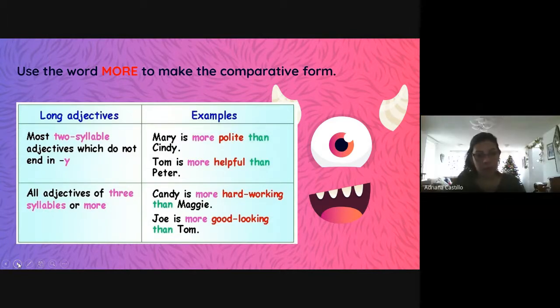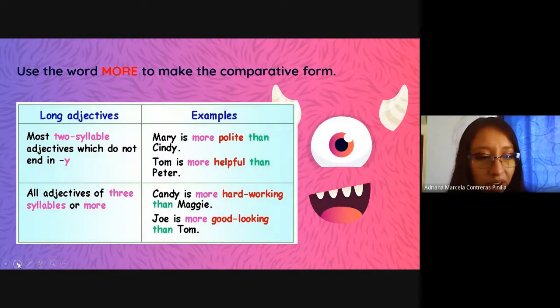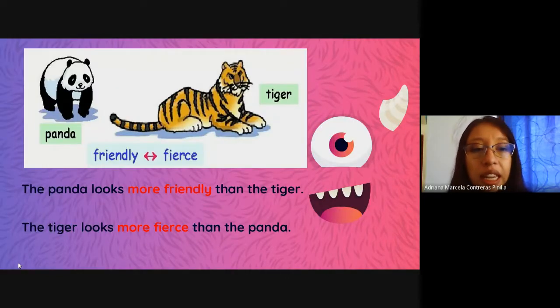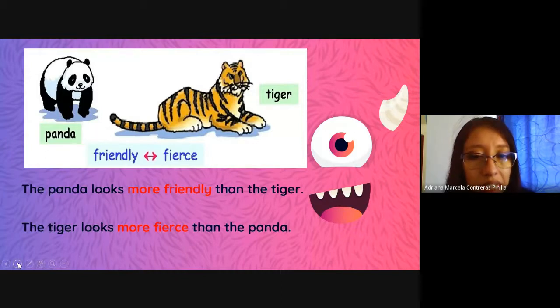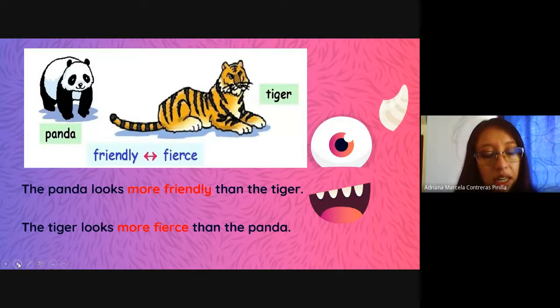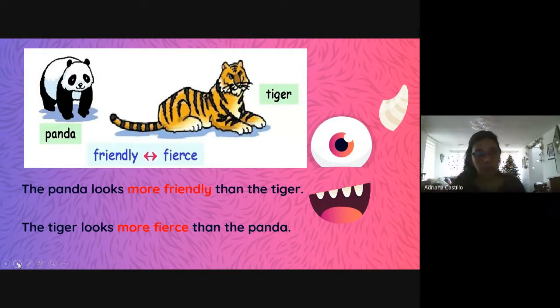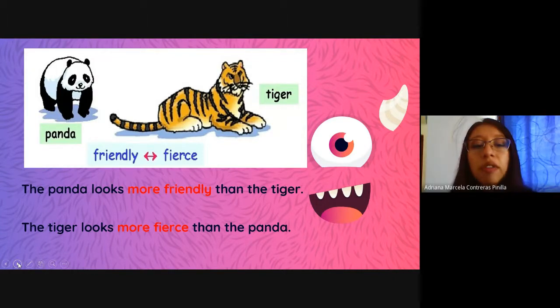Okay, great, thank you. In this case, we have panda and tiger, friendly and fierce. The panda looks more friendly than the tiger, and the tiger looks more fierce than the panda. In this case, we have both long adjectives, so we write just more.